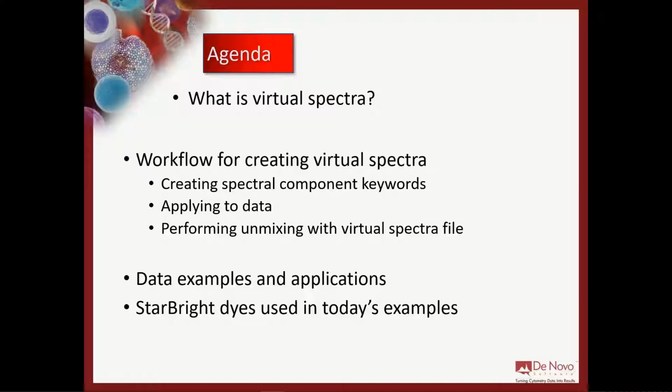And essentially in FCS Express, it's a pretty straightforward process. We create a spectral component or keyword for the data files that you want to use. We make sure all the data files in your data set have access to working with that keyword, so it can tell FCS Express that this is intended to be used as virtual spectral data. And then, of course, we come in and we do unmixing with the virtual spectral data files.